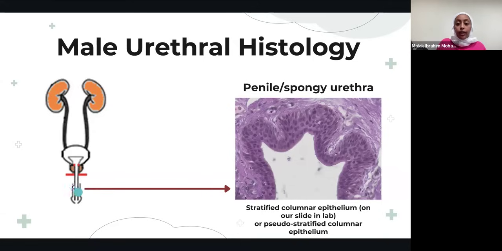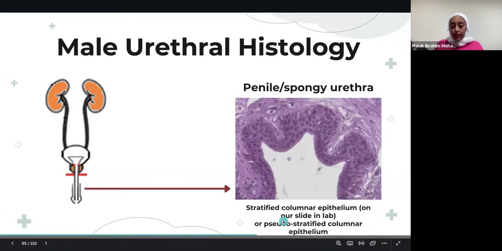Okay. After the membranous, you're going to have the penile or spongy urethra. It's basically the same exact picture as the membranous urethra. It's stratified columnar or pseudo-stratified columnar epithelium.